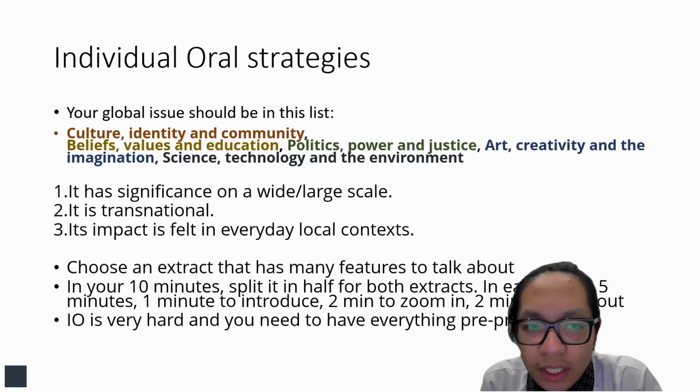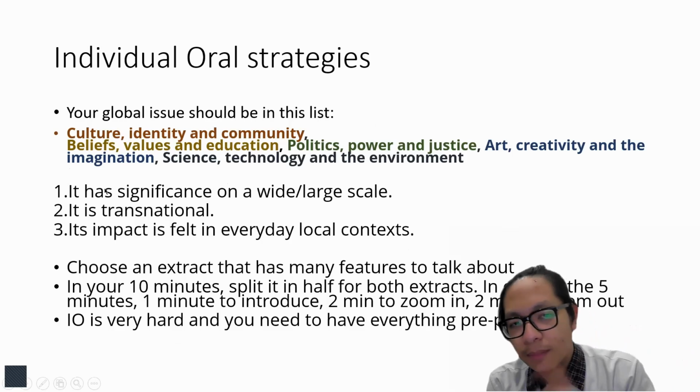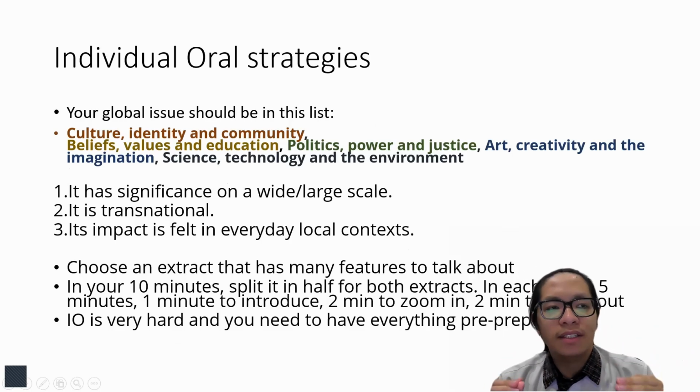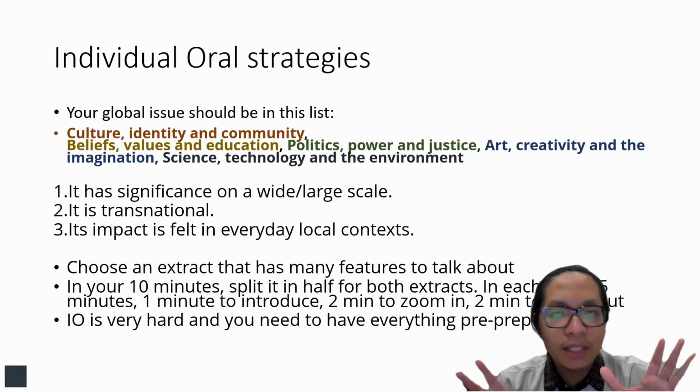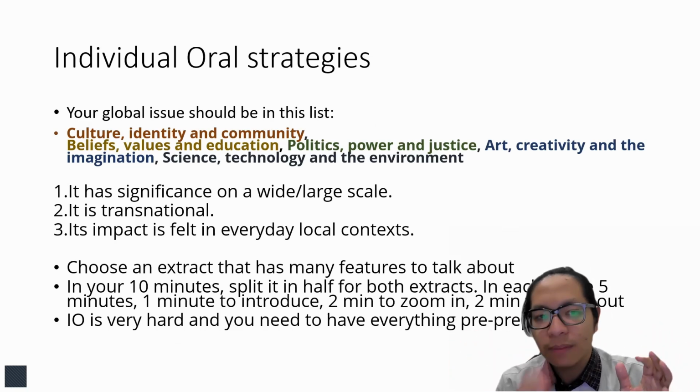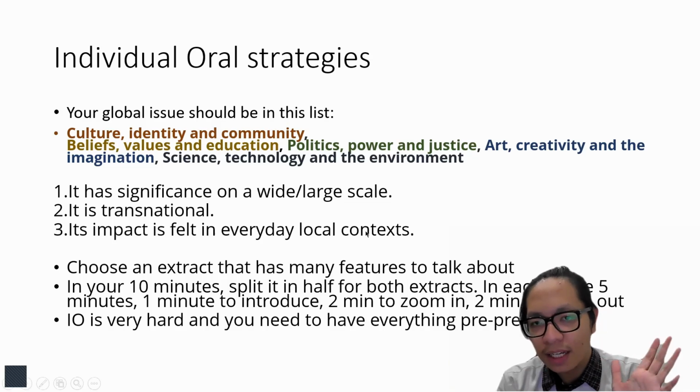So what is a global issue? Well, a global issue is here in this middle part. It has a significance on the wide scale. It is transnational, meaning it is not just limited to one country. You can feel it everywhere. And then, of course, it can be felt in an everyday context.